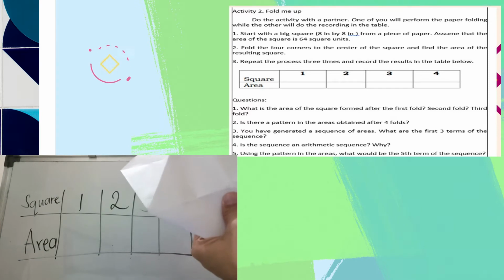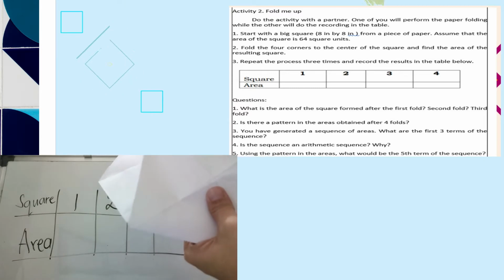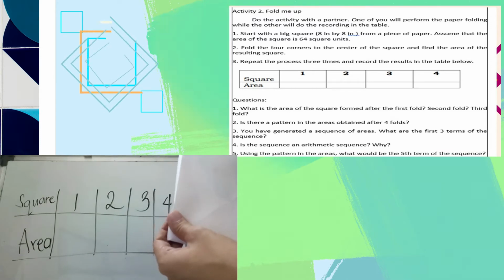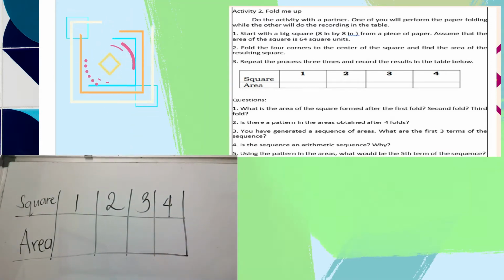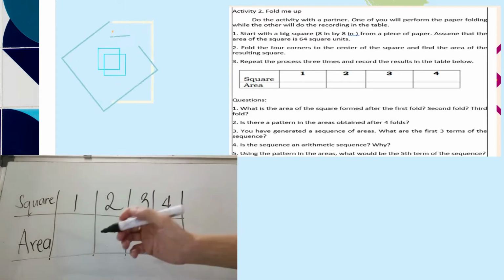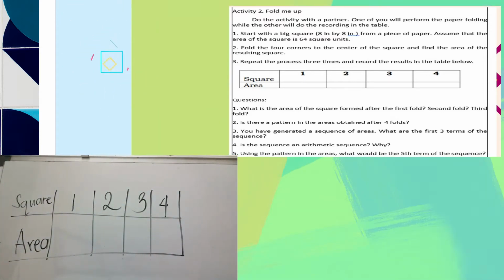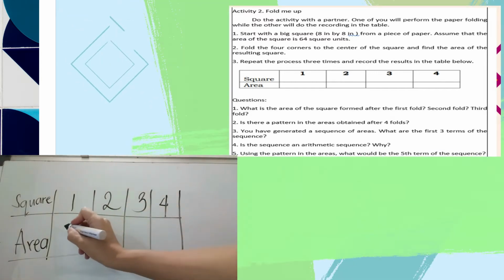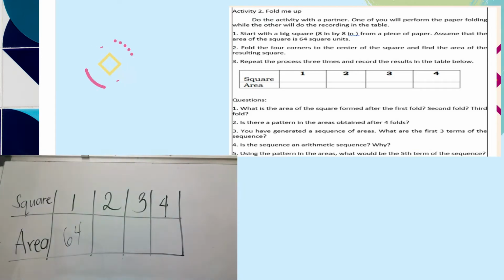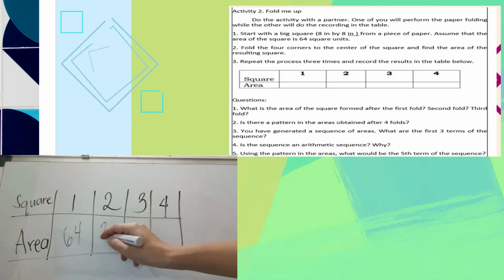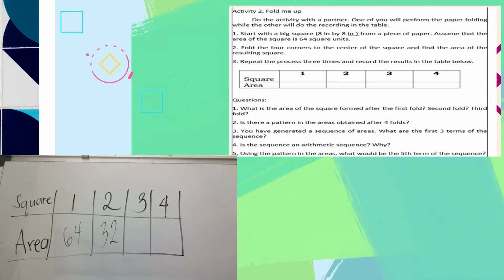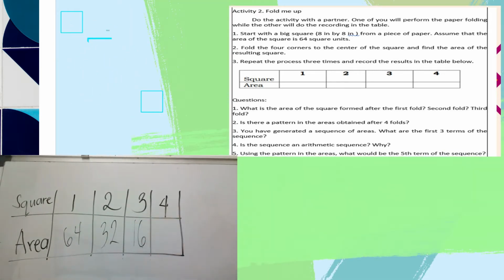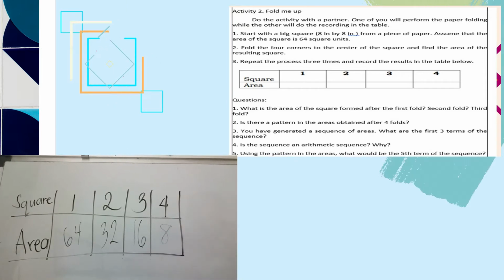So we can assume that the area will be divided into 2 as well. So if the first area is 64 of the square, let's have 64 divided by 2, we're going to have 32, divided by 2, we're going to have 16, divided by 2, we're going to have 8.